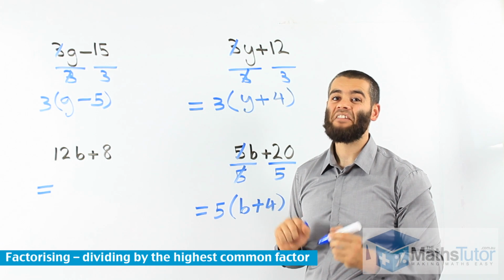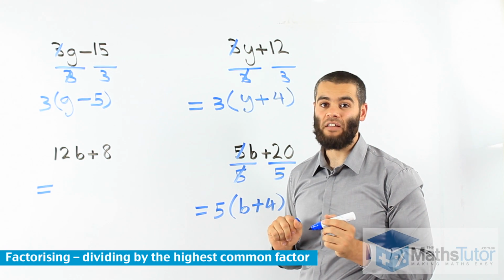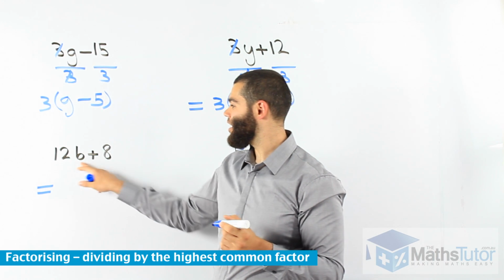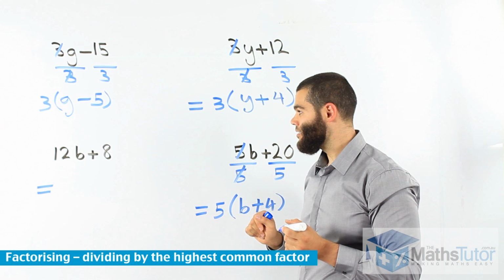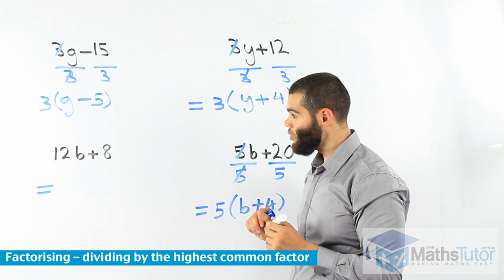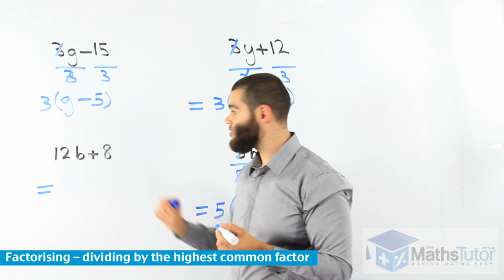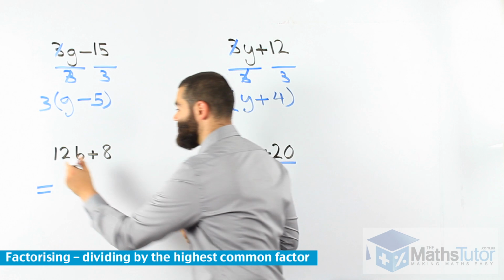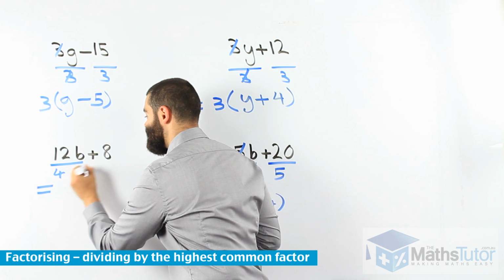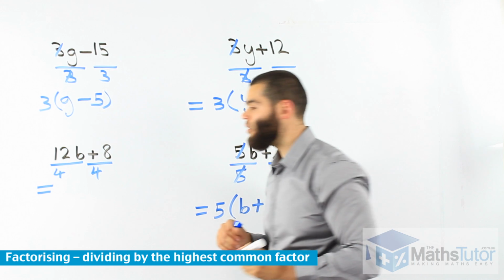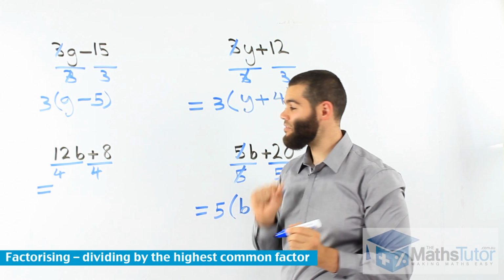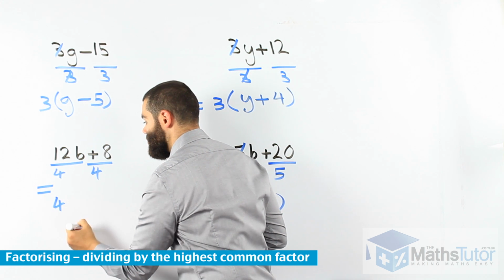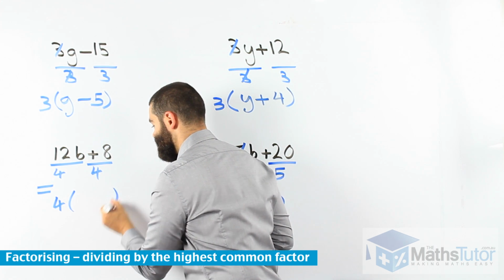12b plus 8. We want to factorize. We look for the highest common factor. What is the highest common factor in 12b and 8? Is it 2? Well, 2 is a factor. It goes into 12 and it goes into 8. But we're looking for the highest common factor. In this case, it's going to be 4. 4 is the highest common factor. Again, your times tables are important here. So 4, and we open bracket.